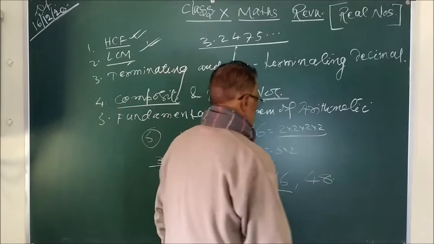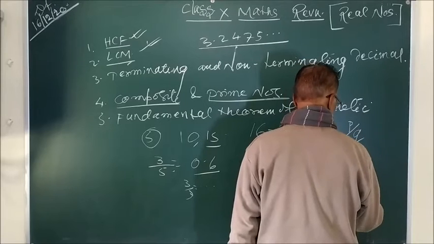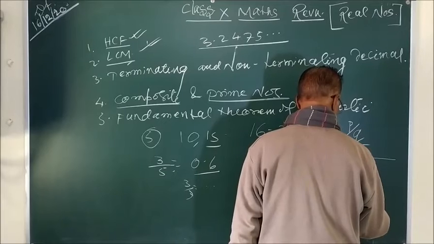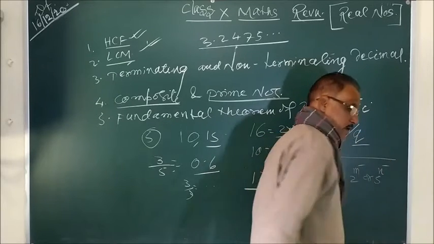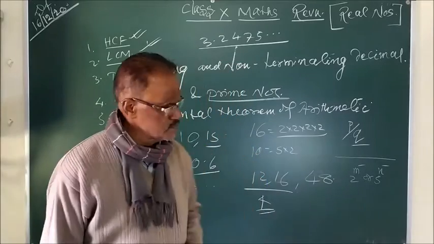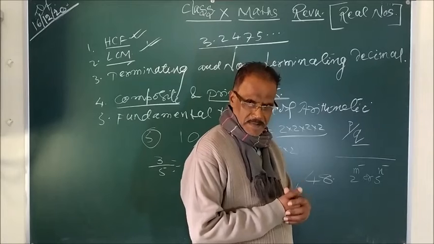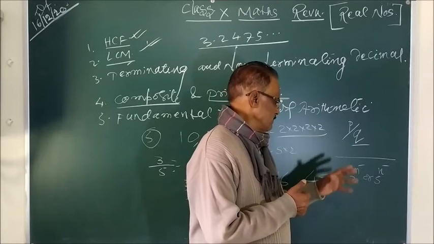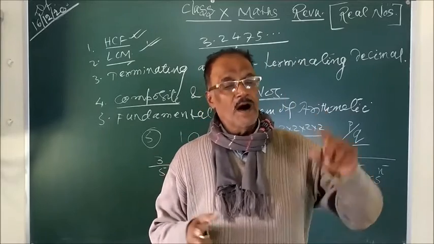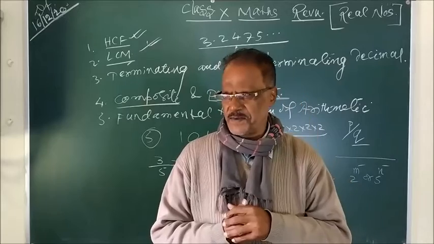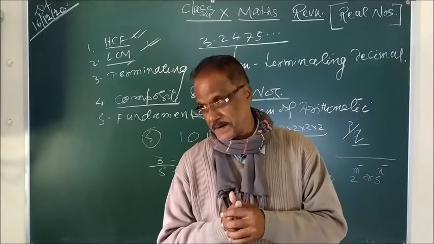There is a method that if any rational number is in the form P upon Q, and the prime factorization of Q is 2 power n or 5 power n, where n is a non-zero digit, so if the denominator of a fraction, a rational number, is in this form, 2 power n or 5 power n, that will be a terminating decimal. It is a method without dividing. You can find out whether the given rational number will be a terminating or non-terminating repeating decimal.